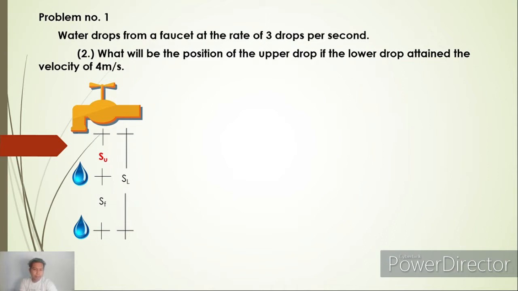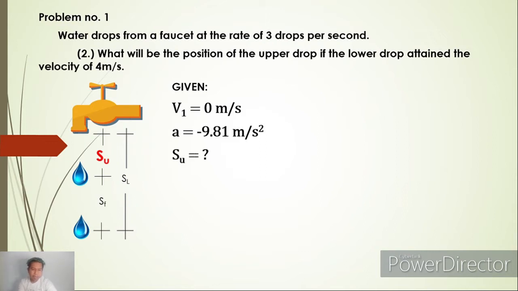So for question number 2, what will be the position of the upper drop if the lower drop attained the velocity of 4 meters per second? Kung titignan natin class doon sa ating figure, ang unknown natin is the position of the upper drop. So what are the given? Given is V1, which is 0 meter per second, A, which is equal to 9.81 meters per square second, and the unknown, which is the SU, or the position of the upper drop.